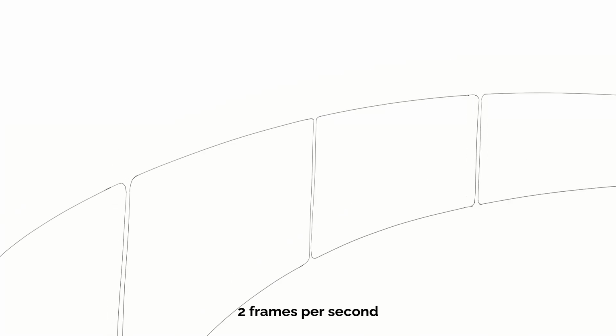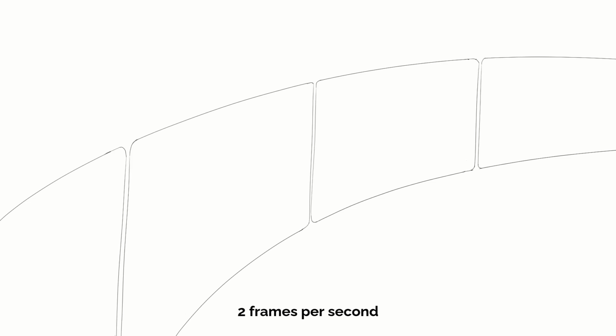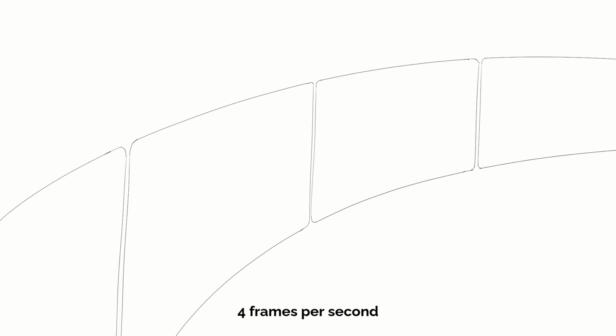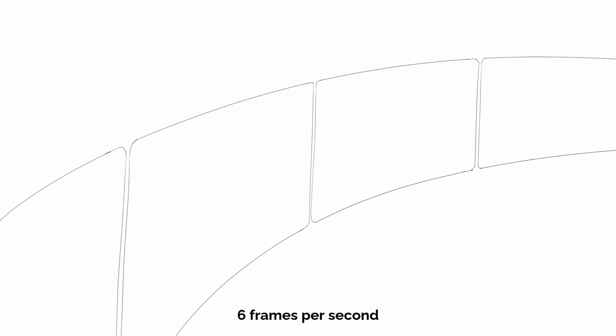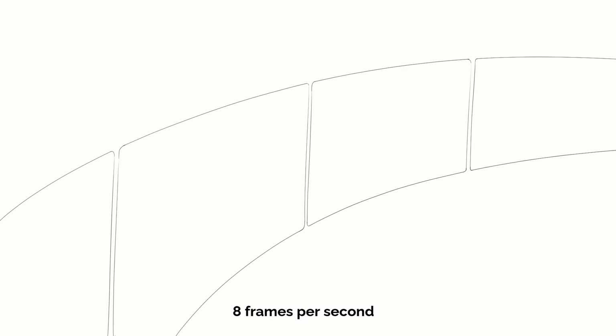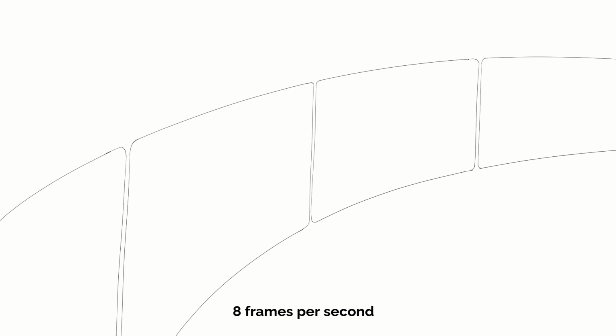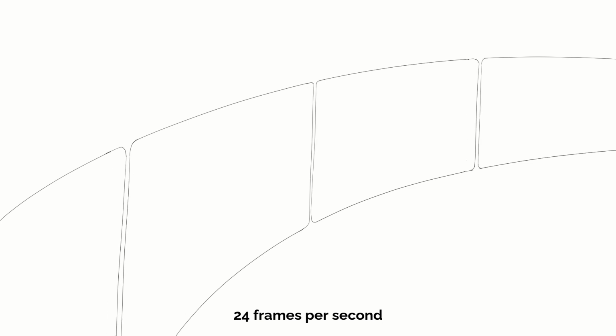This is an example for 2 frames per second, the frames move very fast. This is 4 frames per second, everything is smoother now. This is 6 frames per second, it looks better than the previous rate. This is 8 frames per second. This is 12 frames per second. This is at 24 FPS, the highest standard of the industry.